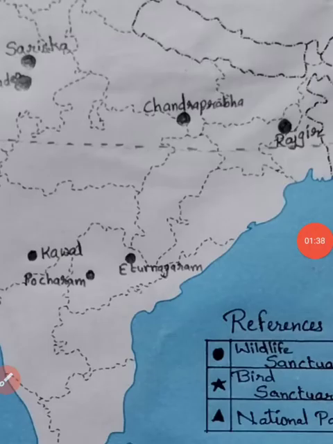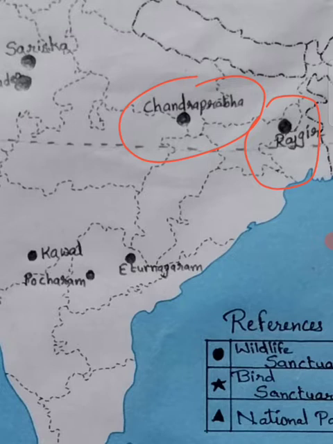Now see here, you have already tick marked Chandraprabha and Rajgir. Now Kaval, Pocharam and Ithuragram. These three wildlife sanctuaries you have to tick mark. All these points you will also find in the textbook in chapter number 18.